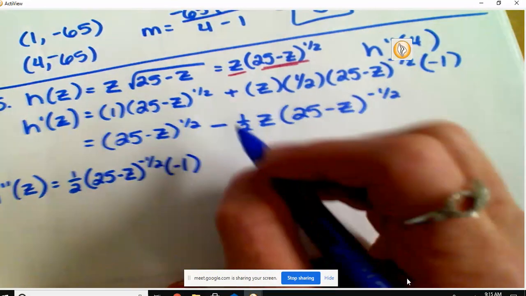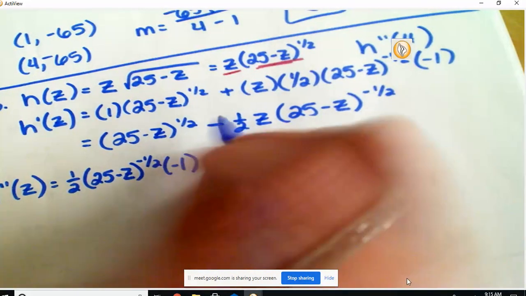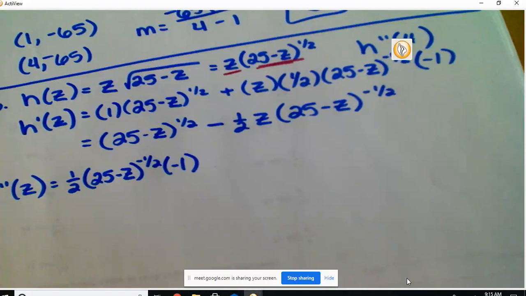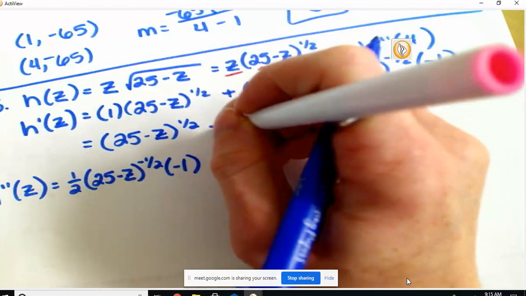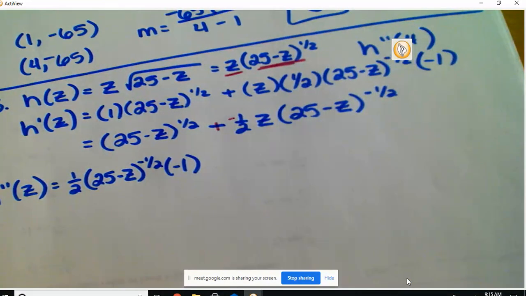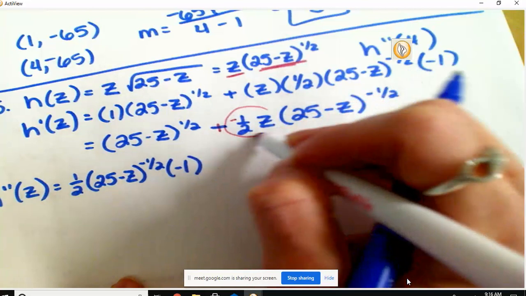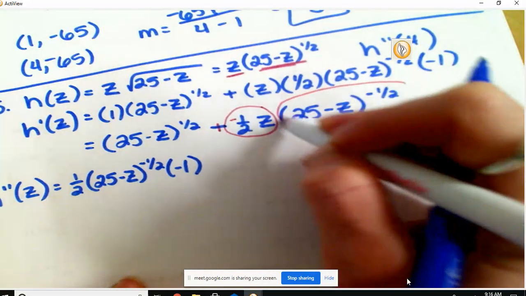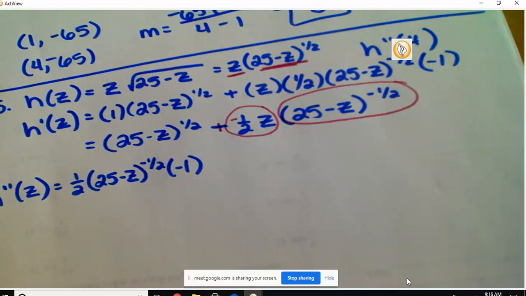Alright, instead of putting this minus here, I'm going to go ahead and write this as plus a negative 1/2. That way we don't fail to distribute a negative later on. So we're going to do product rule again here. We have these two, this times this.